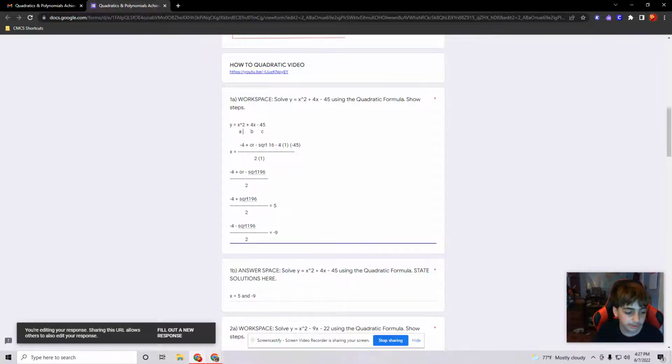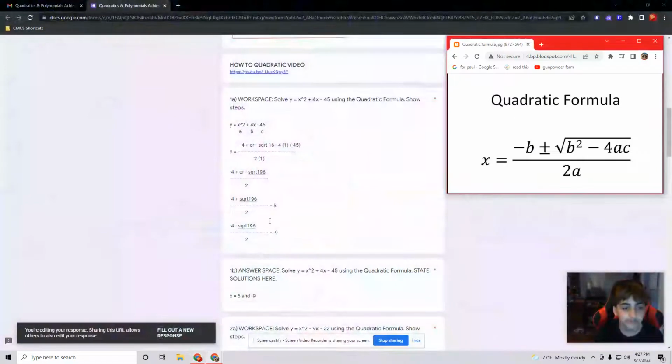So let's remind ourselves of the formula. x is equal to negative b. Negative b is negative 4. So negative 4 plus or minus the square root of b squared. Negative 4 squared is 16, minus 4ac, so 4 times a times c. 4 times 1 times negative 45, in parentheses there, all over 2a. 2a is just 2 times 1. Simplify it all.